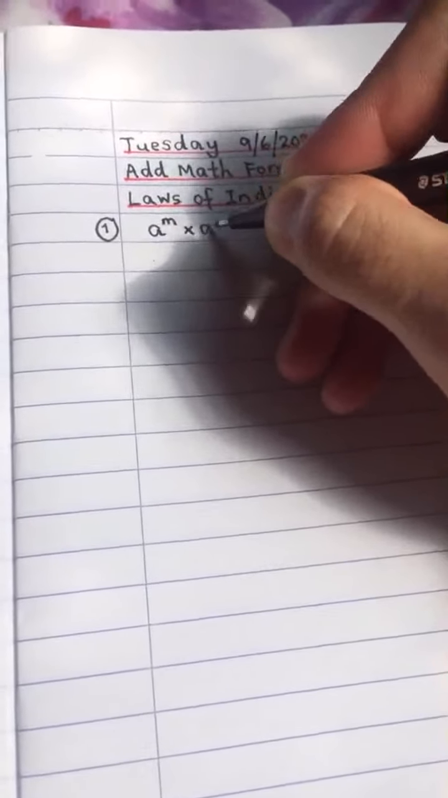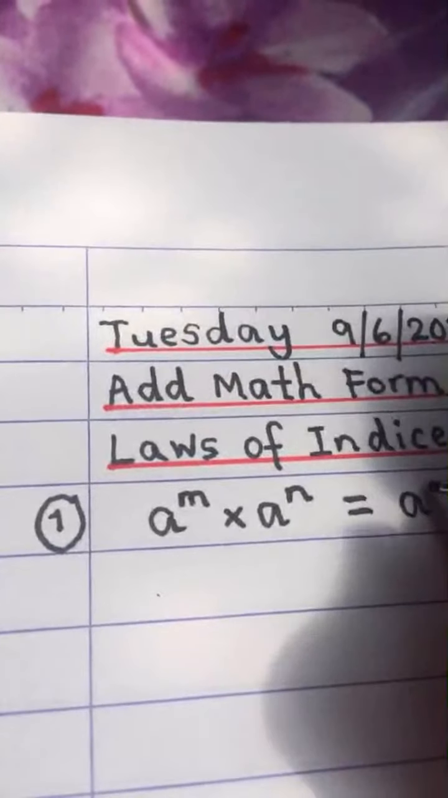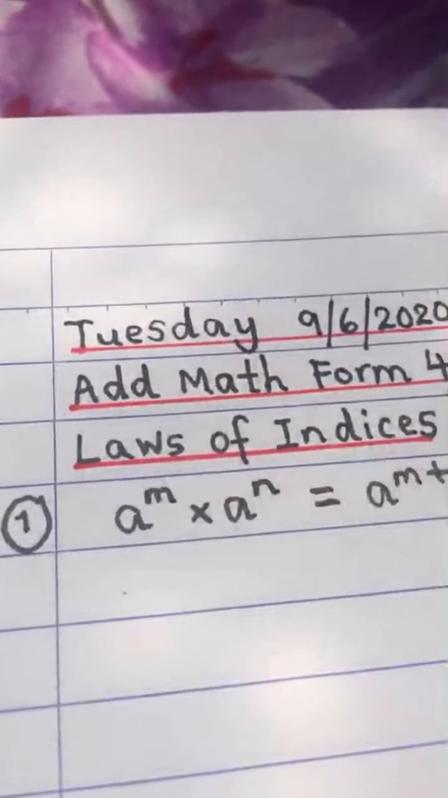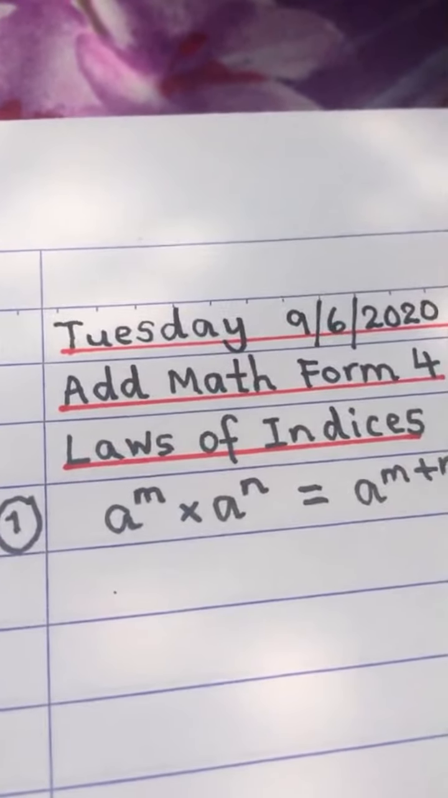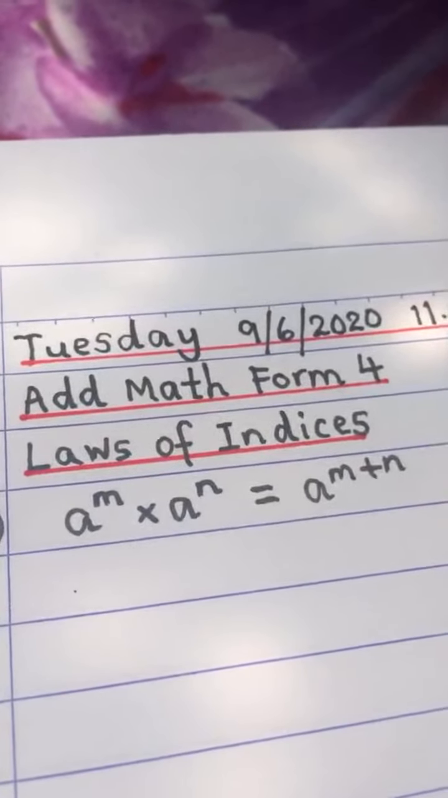If you multiply a to the power m with a to the power n, so when you see multiplication, you're going to add the powers. So you're going to have a to the power of m plus n. For example, if you have 3 power 5 times 3 power 2, you will get 3 power 5 plus 2, which is 7, so 3 power 7. So this is the first law.